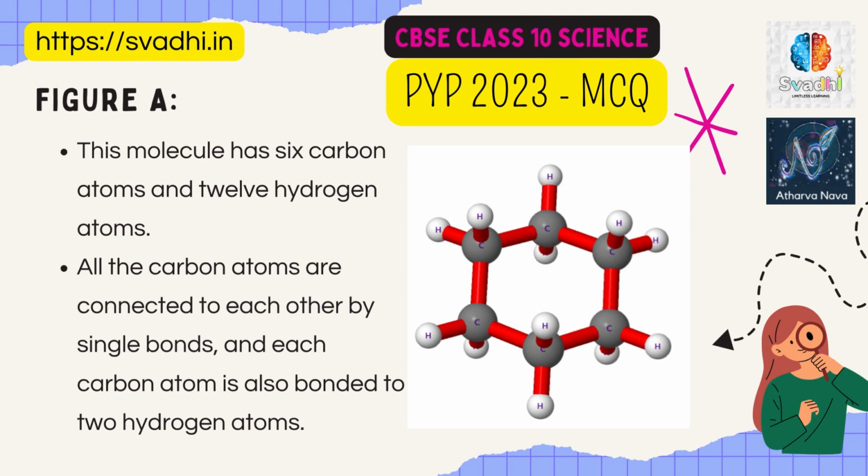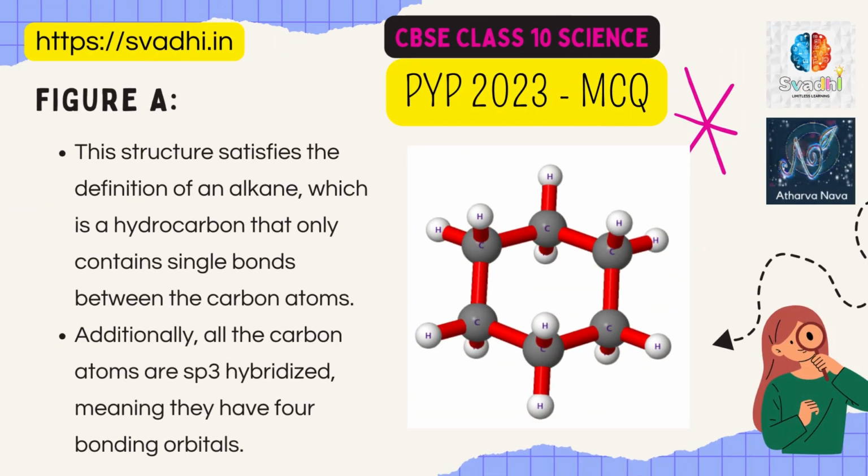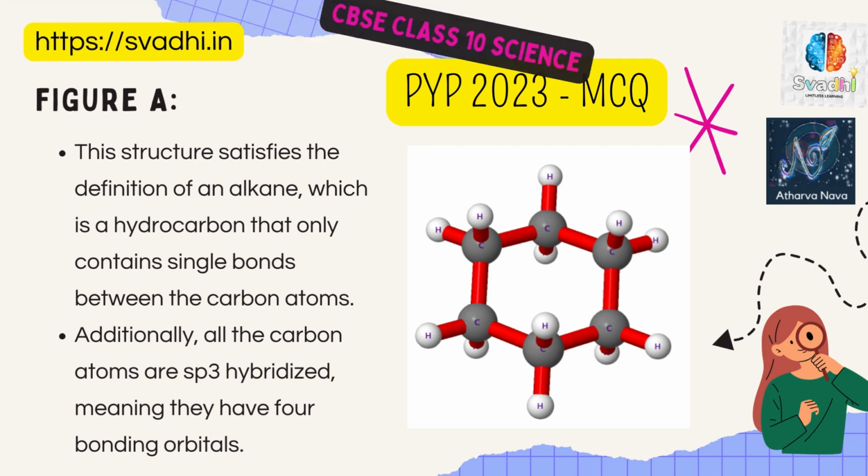All the carbon atoms are connected to each other by single bonds, and each carbon atom is also bonded to 2 hydrogen atoms. This structure satisfies the definition of an alkane, which is a hydrocarbon that only contains single bonds between the carbon atoms. Additionally, all the carbon atoms are sp3 hybridized, meaning they have 4 bonding orbitals.